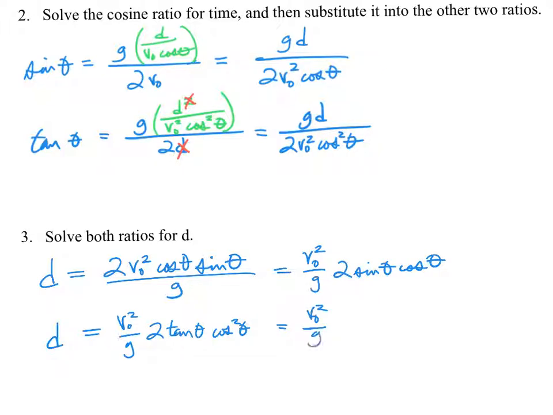And again, because tangent is sine over cosine, this cosine will kill one of those, and you get the same thing. So interesting. Plugging time into the other two equations generates an equation for distance that's identical.